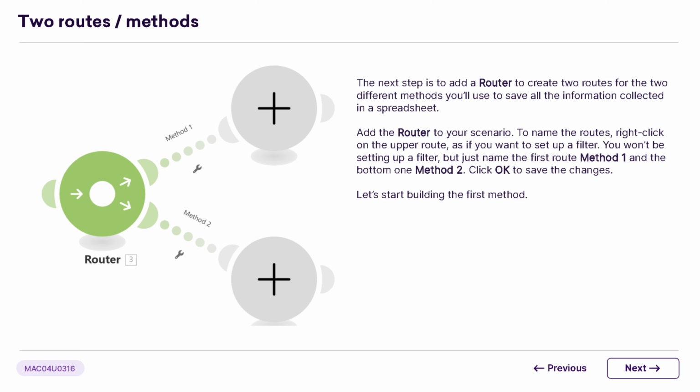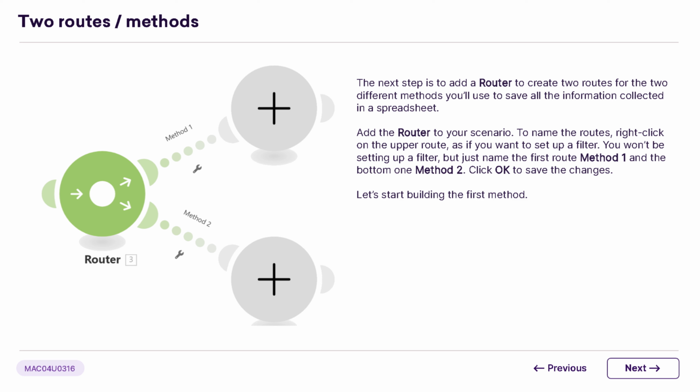To name these routes, simply right-click on the upper route and label it as Method 1. This will set up the pathway for one approach you'll be applying. Similarly, name the bottom route Method 2, which will define the second approach. Remember, you're not creating filters here. You're setting up clear, organized routes for later steps. Once you've named both routes, confirm the changes by clicking OK.